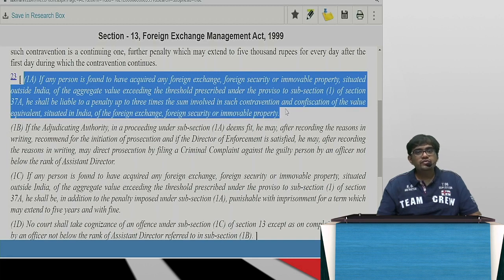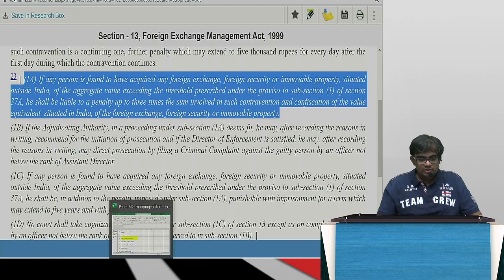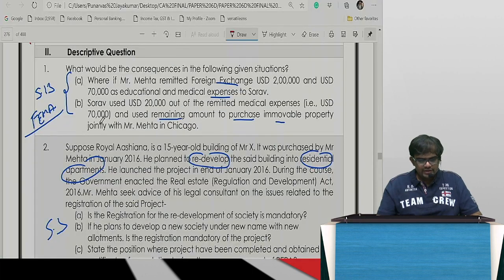What will happen if you do? It will be liable for confiscation. Seizure means taking over of possession. Confiscation means taking over of ownership to the government. That is what you have to write. Next.